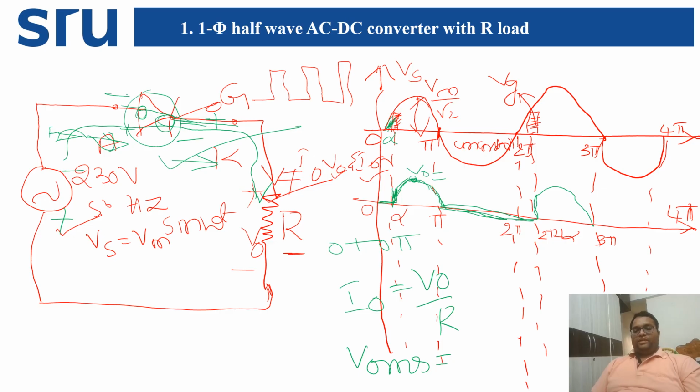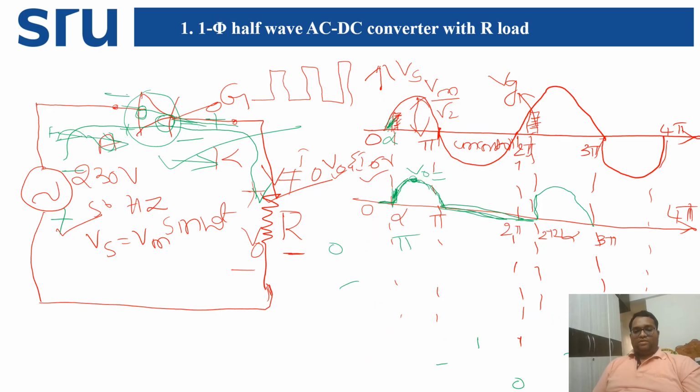That is the reason what we are going to do here. V naught RMS is equal to square root of 1 by 2 pi integration from 0 to 2 pi of Vm square sine square omega t. Now we'll see the derivation of each of these things. First, before that, I'll show you how V naught is clear. Now V naught is clear. Now we will see how the other waveforms will come.